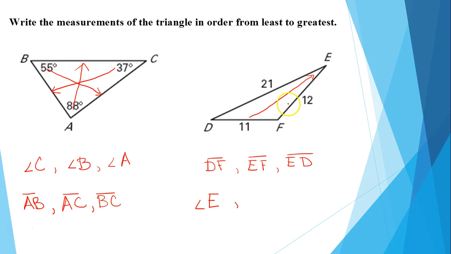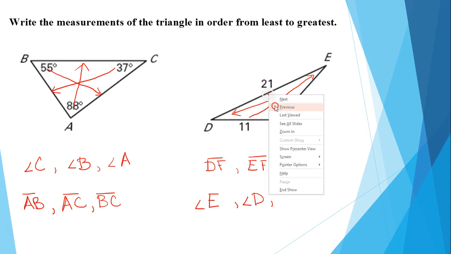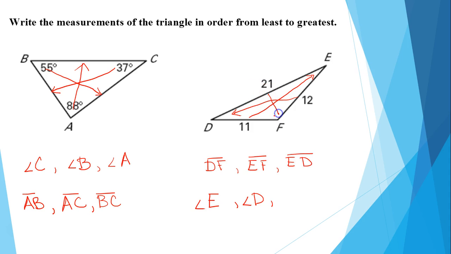The angle opposite of EF is D. And then the angle opposite of our longest side here, 21, DE, is F. So we are done with both of these problems of listing the measurements of each of these triangles in order from least to greatest.